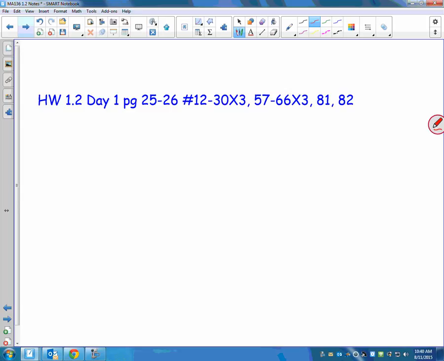Something else to know, I don't know if your other teachers have done this in the past, but this means every third problem. So 12 through 30 times 3, that's just me not wanting to write multiples of 3. That means you do 12, 15, 18, 21, 24, 27, 30. So you count by threes. I like that because every other one is odd, so you can check every other one in the back, and it spreads out the problems. So 57 through 66 times 3, every third problem, and then 81 and 82.